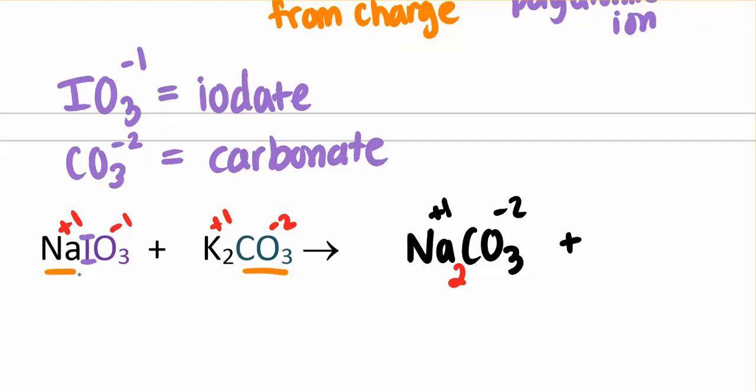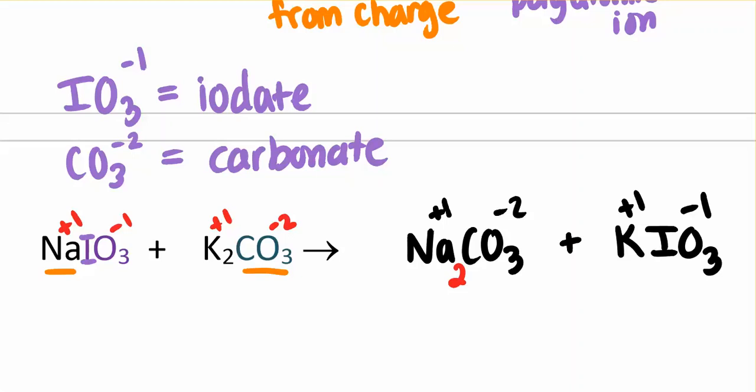Let's go to our other product. Our other product involves potassium and iodate. Potassium's in the +1 column. Iodate has a -1 charge, as I told you. So if we cross these charges down, it does nothing. That's a good formula for potassium iodate.